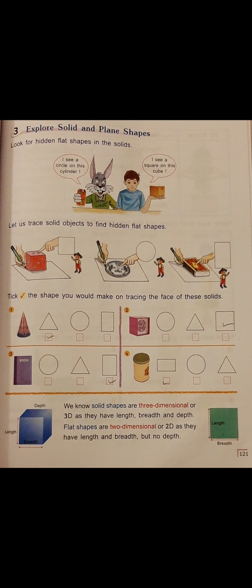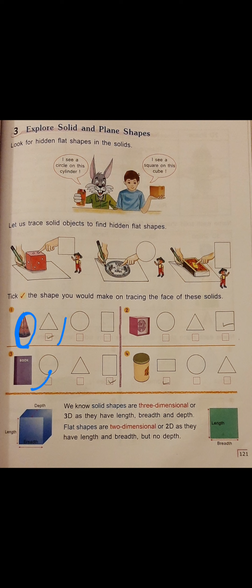Moving on, this is also very easy. Let us trace the solid object to find the given flat shape. So now you see, how does it look like? It looks like cuboid, isn't it? It looks like sphere. And it looks like a cube. Got it? Again, here also, how does it look like? There are three shapes given and you have to check how this object looks among these three shapes. It looks like a cone.